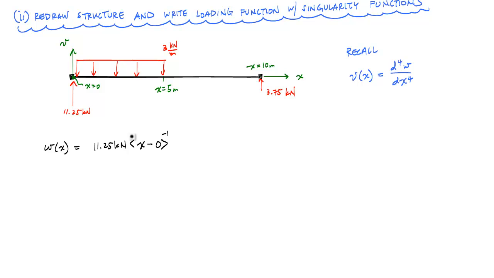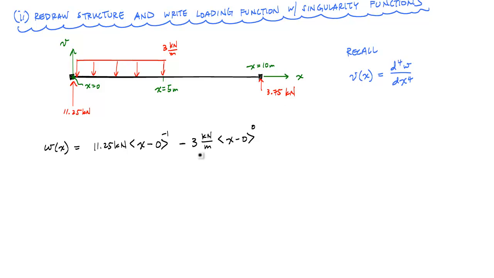Hopefully you've seen the singularity function background overview video to know that this describes a concentrated force in a loading function. Now the distributed load also starts at x equals 0. So here I would have a minus, because my distributed load is going downwards, the magnitude of that distributed load, the uniformly distributed load, 3 kilonewtons per meter, times the singularity brackets x minus 0, and in a loading function the distributed load is to the power of 0.